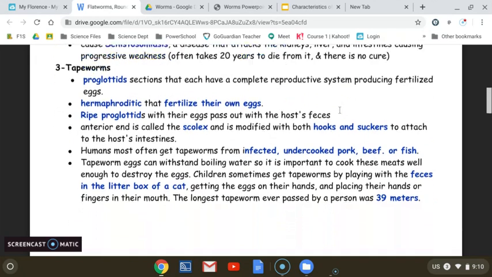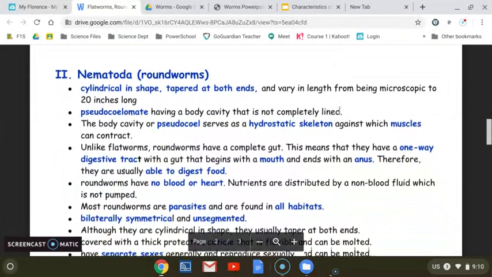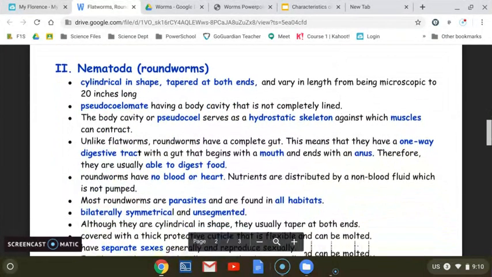Let that sink in. All right, your roundworms are cylindrical in shape again. They are tapered at both ends. They vary in length from being microscopic to 20 inches long. They're pseudocoelomate, having a body cavity that is not completely lined. Their body cavity serves as a hydrostatic skeleton against which muscles can contract.